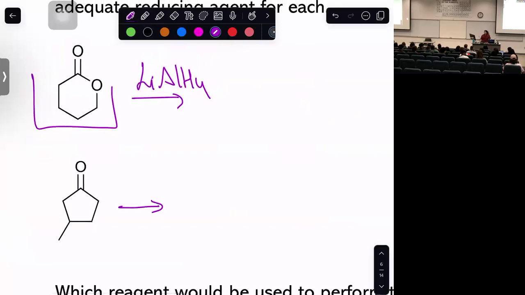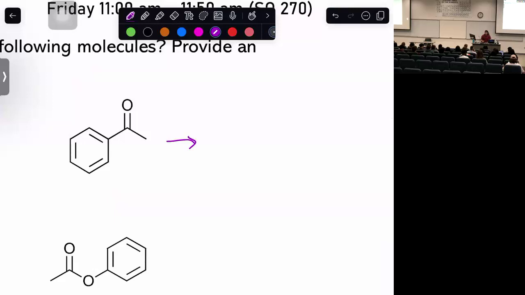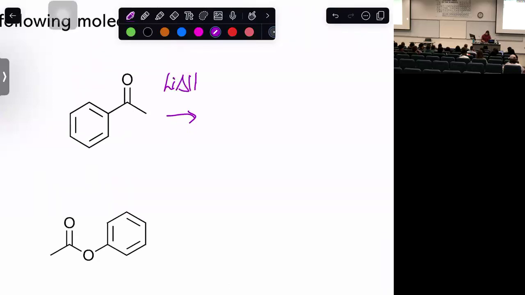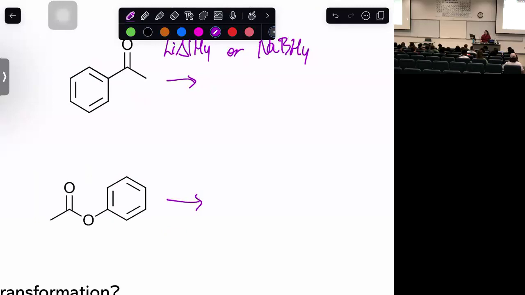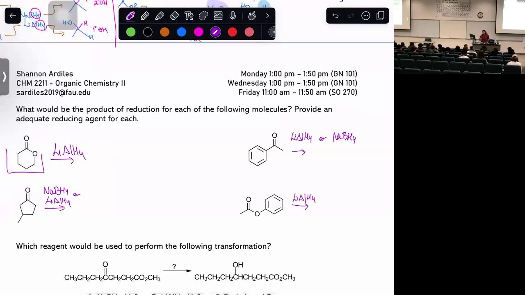Okay. So in that cyclic ketone, what can I use? Both, exactly. NaBH4 or the lithium reagent. The next one, we still have a ketone, so that means that I can also use both the lithium or the sodium reagent. And then what about this one, last one? Just lithium. So yeah, as long as you're able to identify your reagents and what they're going to cause, you guys should be pretty good. Question?